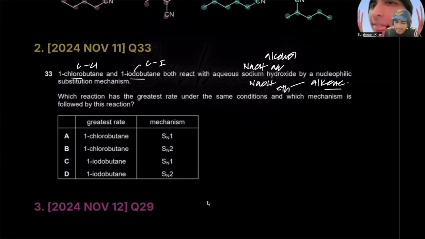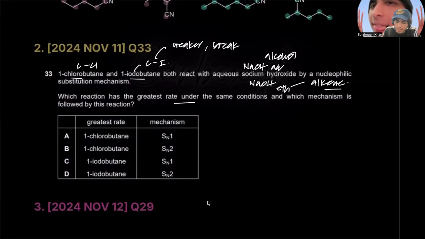I think which fella has the greatest rate of reaction? Now, the greatest rate of reaction would be of the fella which obviously is bonded to the iodine, the C bonded to the I. That's the one which will have the greatest rate of reaction. And what's the reason behind it? The reason is the C-I bond is weaker than the C-Cl bond. So because the C-I bond is weaker than the C-Cl bond, it's going to break more easily. And if it breaks more easily, it will react faster.